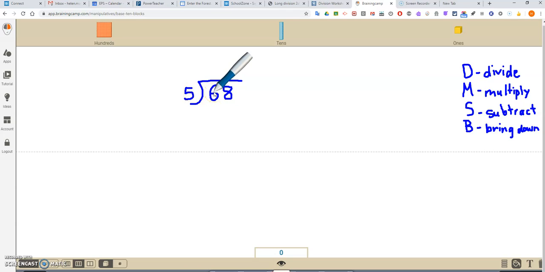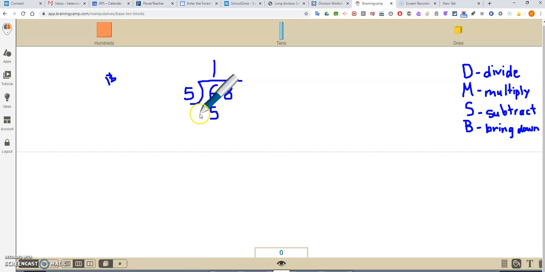So if I start counting by 5s, 5, 10. Well, 10's too much, so I can't use 10. So I can only use one group of 5. So one group of 5. Mother says multiply. 1 times 5 is 5.